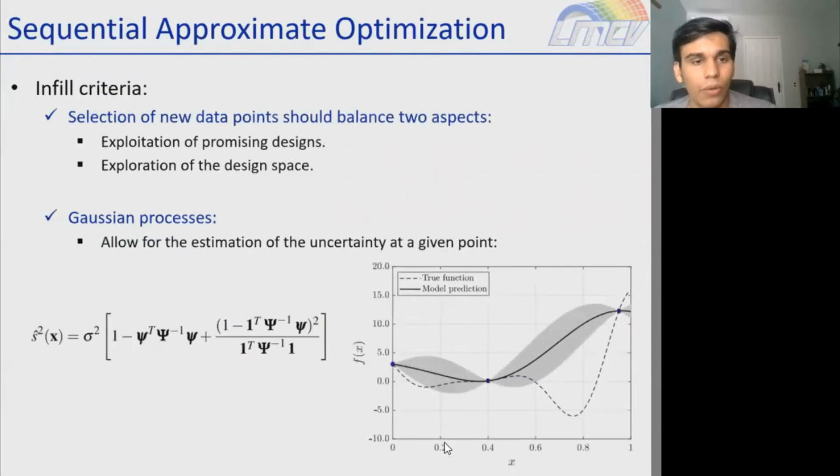In the SAO, the selection of new points should consider the exploitation, which is related to regions where the model prediction is minimized, and the exploration, where the model uncertainty is higher. So for the Kriging model using this Gaussian process, we can quantify this uncertainty by evaluating its variance.